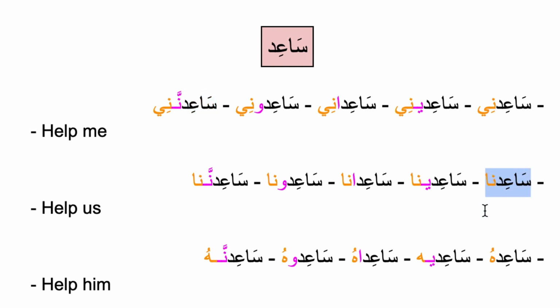Next, Sa'idna, Sa'idina, Sa'idana, Sa'iduna, Sa'idnana. And all these mean in English, help us. But in Arabic, first you need to know what kind of person you are asking before you ask. Is it male, female, two, group of male, or a group of female? So the first one is for a singular male, the second one is for a singular female, the third one is for dual, both, doesn't matter if they are female or male or mixed. The fourth one is for group of male, and the last one for group of female.